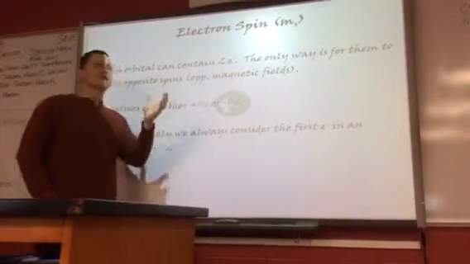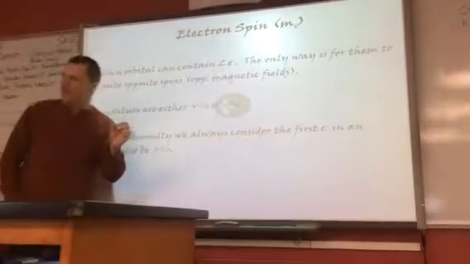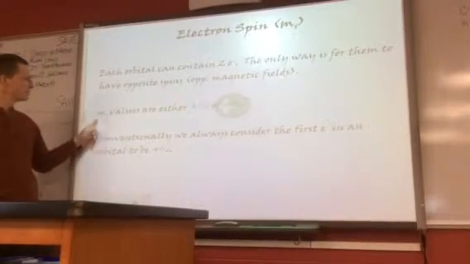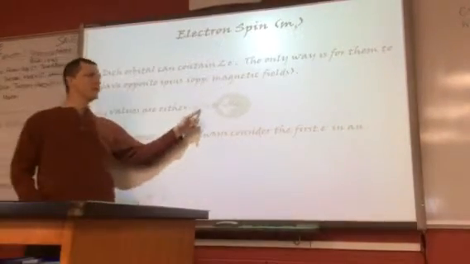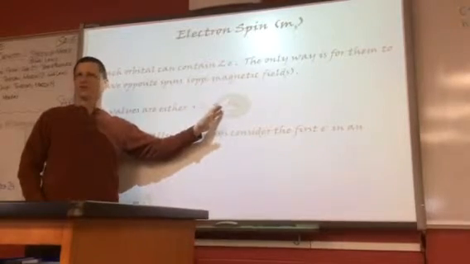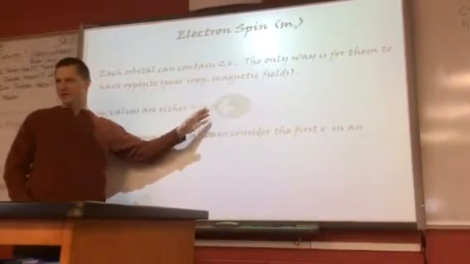So the last quantum number is m subscript s, ms. They can be positive 1/2 or negative 1/2. Those are the only 2 possibilities for m sub s.